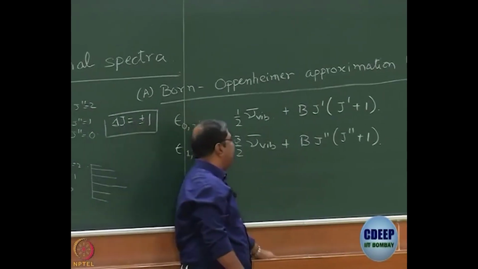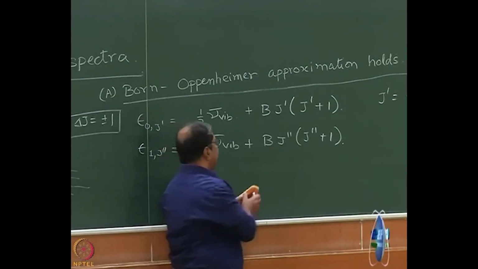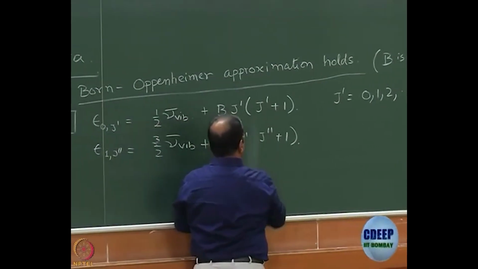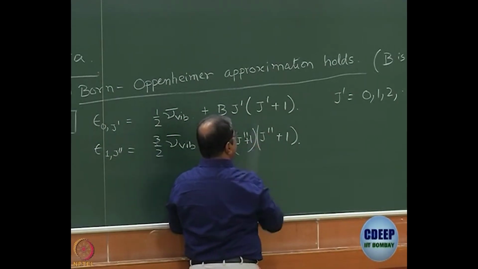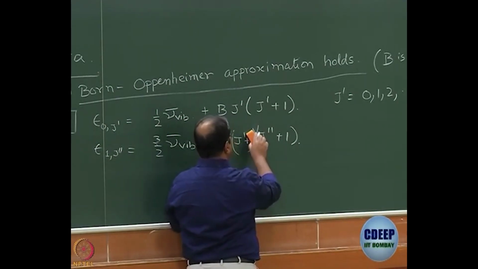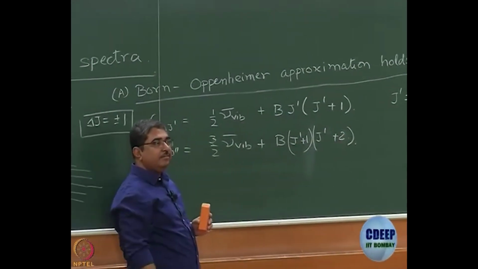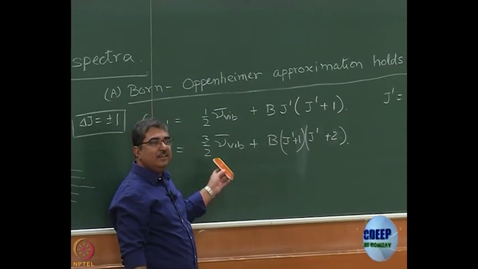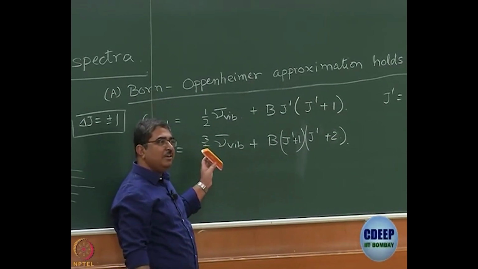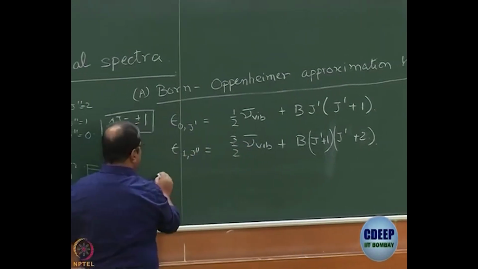Okay. So, can I write instead of J double dash, can I write J dash plus 1? So, this thing becomes J double dash plus 1 multiplied by J dash plus 1 multiplied by J dash plus 2. Is that right? Is there a question? No question? Sure? Simple?